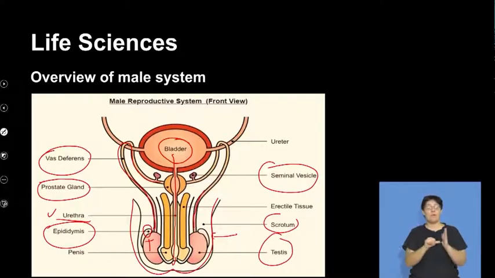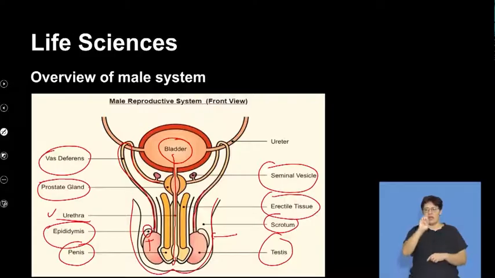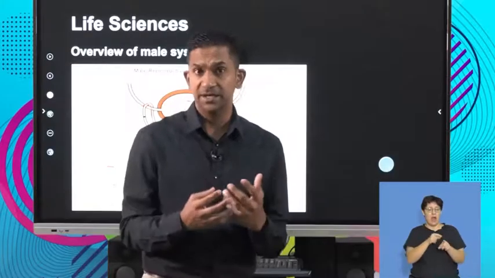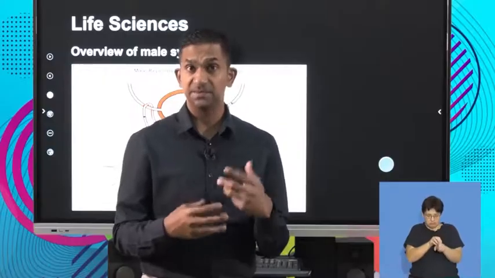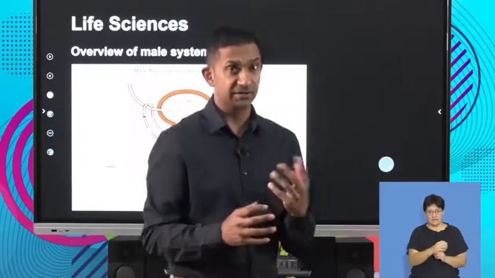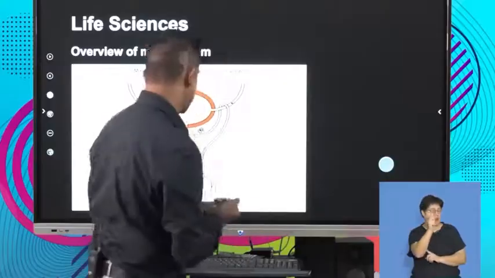What is important is that we're able to recognize that the penis is made up of a specialized tissue called erectile tissue. And this erectile tissue essentially fills up with blood upon stimulation and becomes erect. And we'll discuss what an erection is later on in the session.